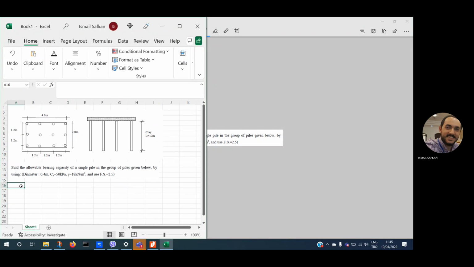Okay, the question says, calculate if the capacity of the pile group is adequate.